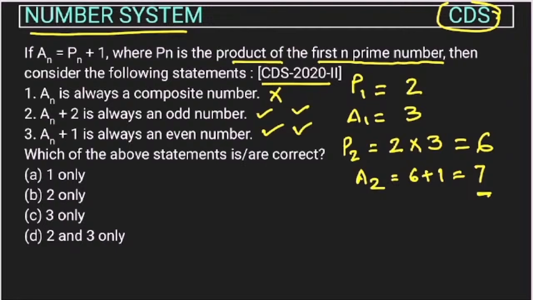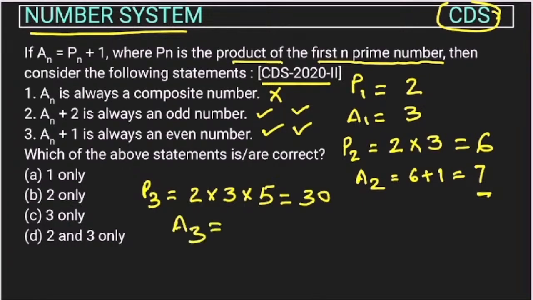Now let's check just one more. So let's take P3. The first three prime numbers are 2, 3 and 5. So 2 into 3 is 6, 5 into 6 is 30. So A3 will be 30 plus 1, 31. Now check. No need to check the first statement because in both cases this was wrong. So second and third we have to just check, because we have to find the option which is correct in all situations.